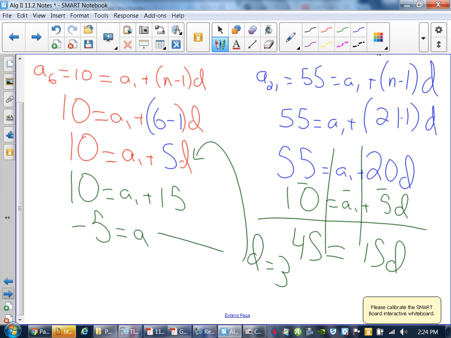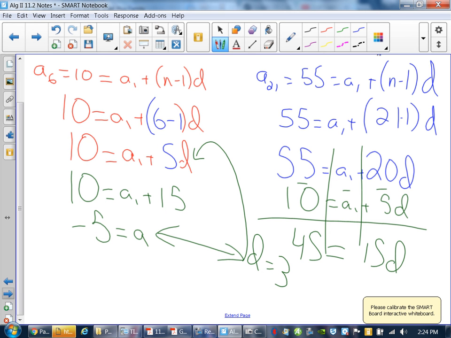So what you're trying to do here is isolate each part by using a system of equations. Okay? So the negative 5 equals A is your starting point? Yep, it's your first term. A sub 1 is your first term. Common difference is 3.